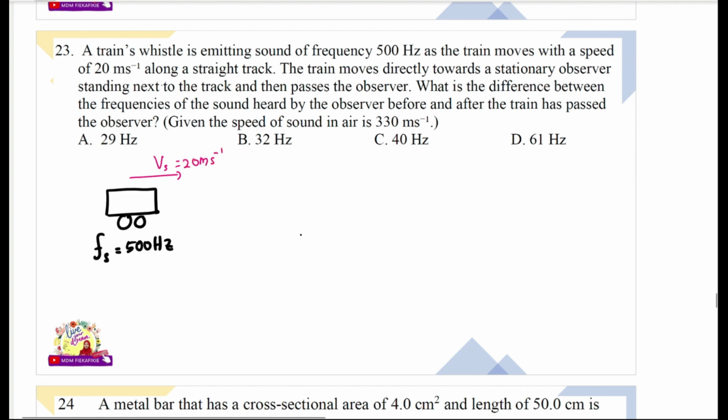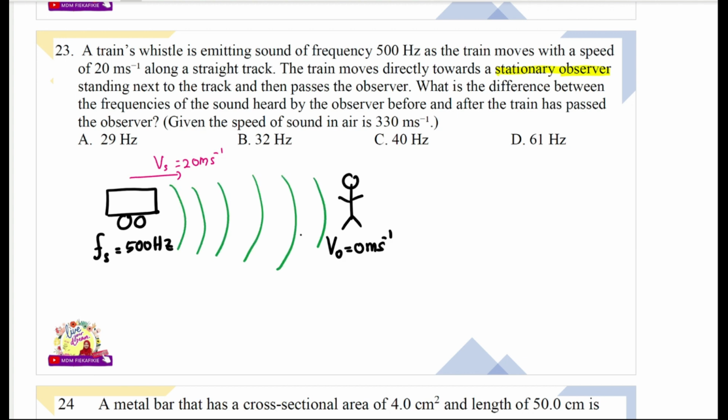And the train is moving directly towards a stationary observer. Siapa yang tak bergerak? Observer ini yang tidak bergerak. So, v of the observer is equal to 0 meter per second. Okay? Dan train tadi mengeluarkan bunyi, betul? Dan siapa yang nak dengar? Observer yang nak dengar. So, bunyi yang dikeluarkan akan travel towards the observer in this direction. So, saya akan lukis macam ini v saya, which is v of the sound in air is given 330 meter per second.